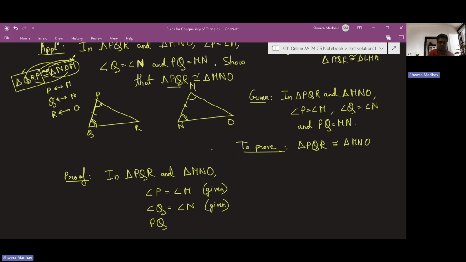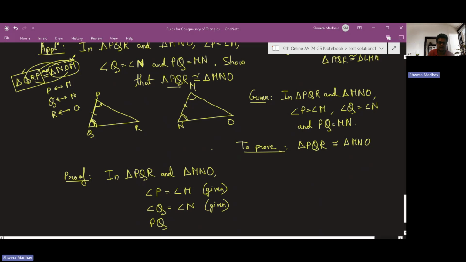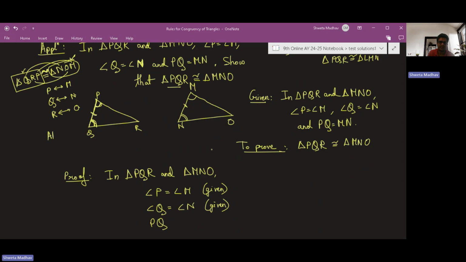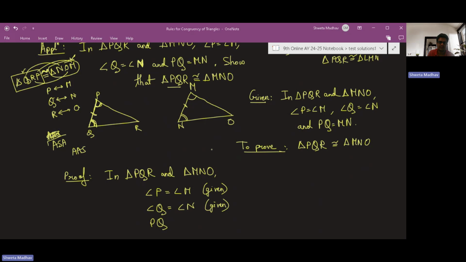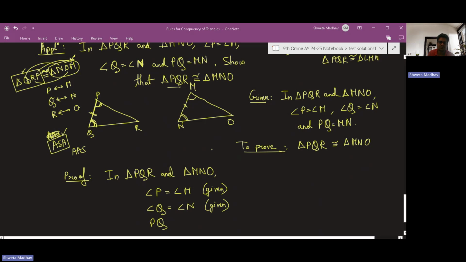So the two angles which we have considered, the side should be the included side among those two angles. Then only we can say it is the ASA rule. Or else if we take any other side which is not included with these two angles, then it will be AAS, not ASA. So if we say that it is the ASA rule, then the side should be included with those two angles which we have considered.